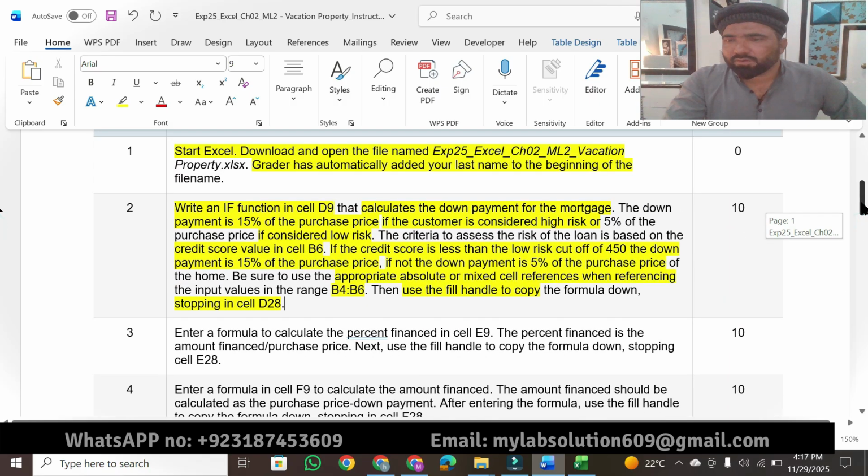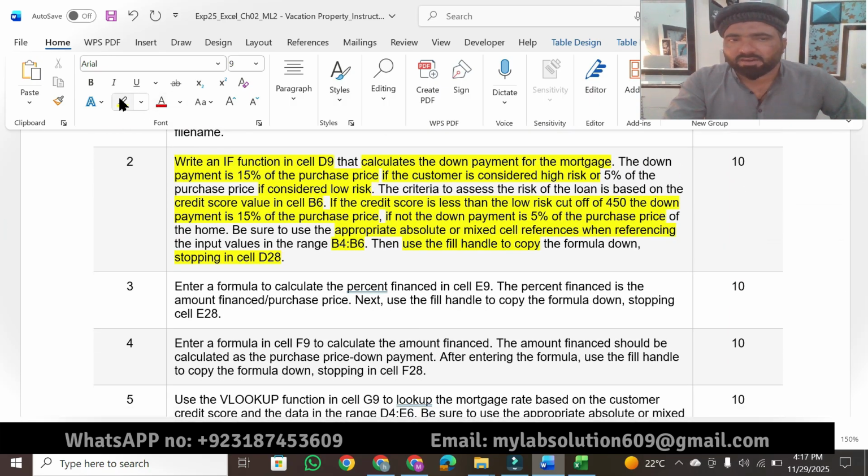Remember that question number two is a big one. How many marks do we have? We have 10 marks out of 100. It means it's quite a big question. Now we are moving toward question number three.